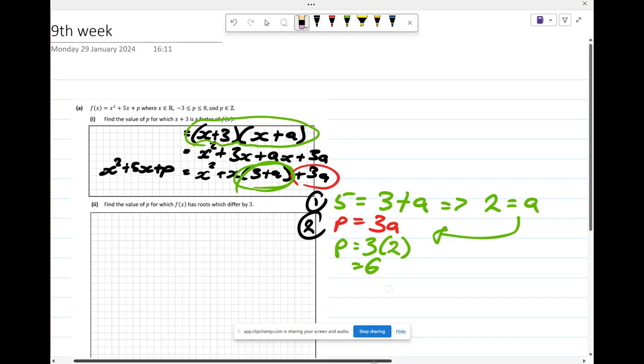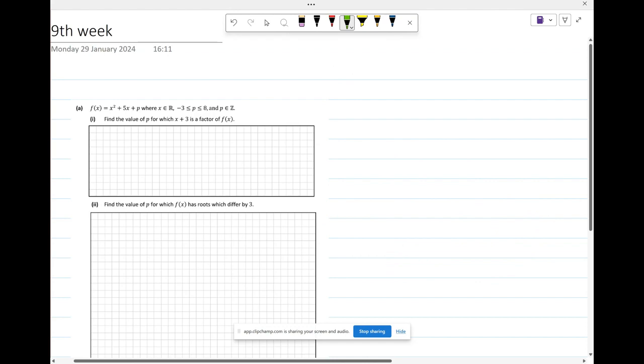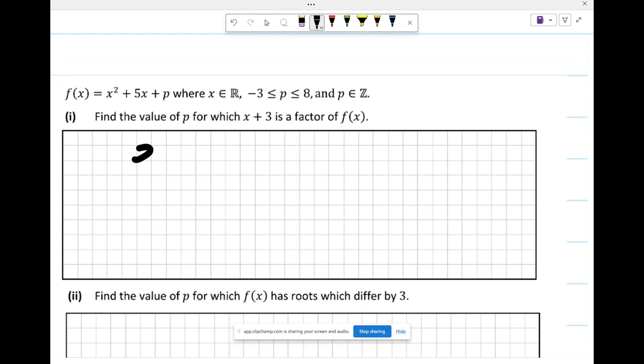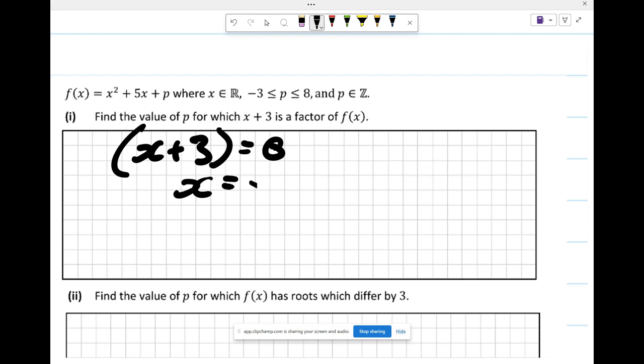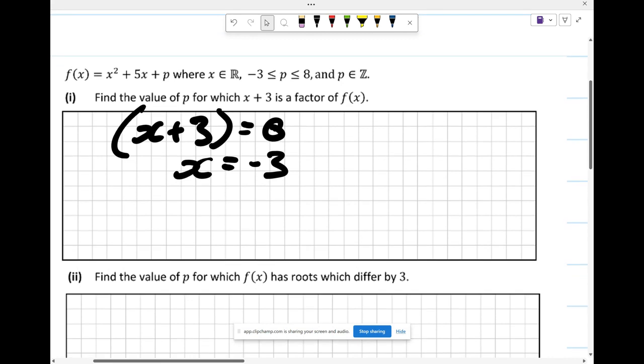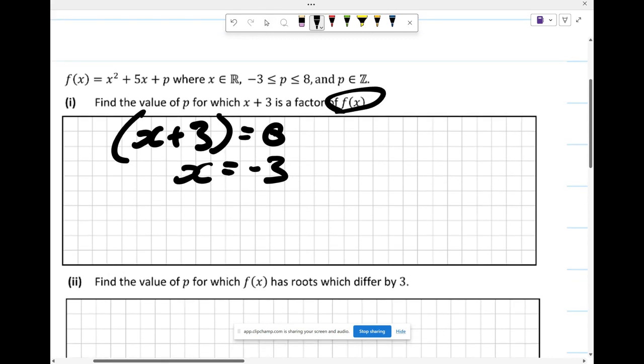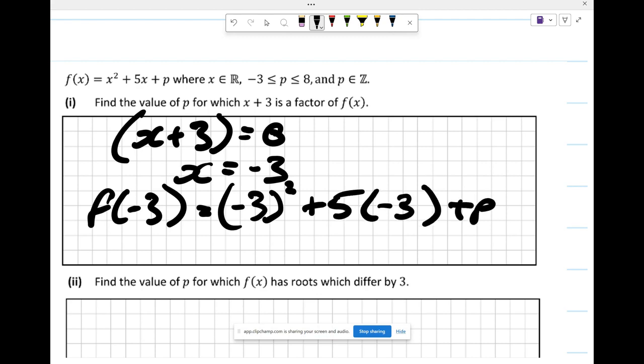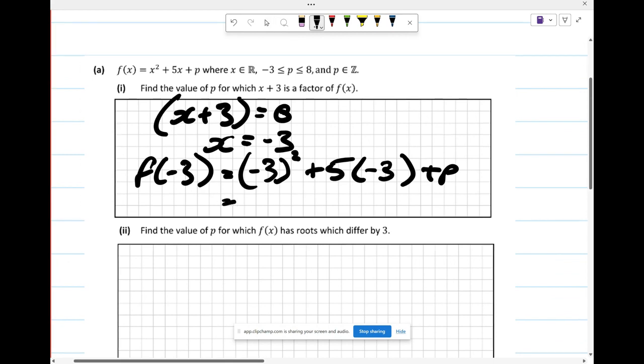Okay, great. Another way we could have done this question is by utilizing roots. So we know x plus 3 is a factor, and roots and factors are closely related. So if we have x plus 3 and we let that equal 0, that's going to turn it into a root. So then we're going to have x equals minus 3. And then we know that roots subbed into equations, so f of minus 3 is going to be minus 3 squared. So everywhere we see x, we're going to sub in minus 3. 5 times minus 3, and then p. Okay, great. So minus 3 squared is just 9. 5 times minus 3 is minus 15, and p is just p.